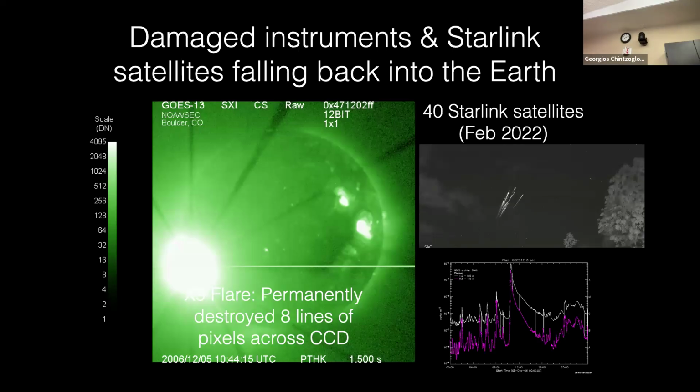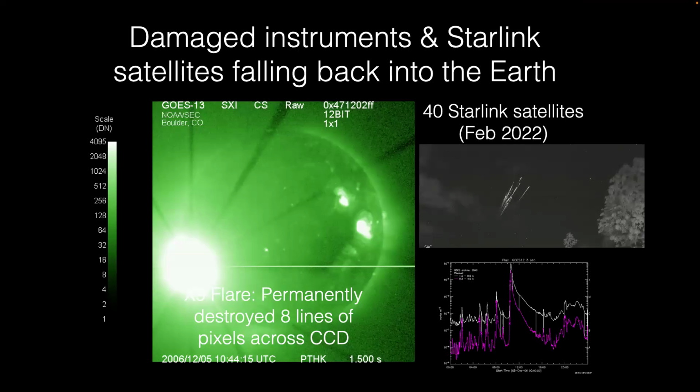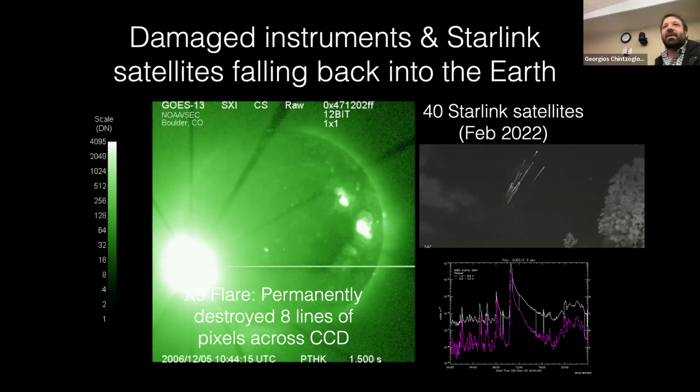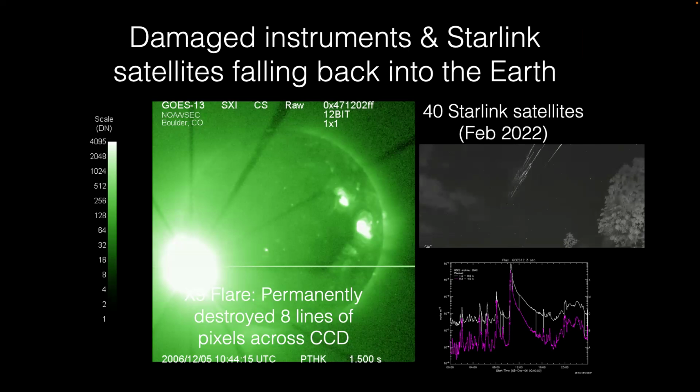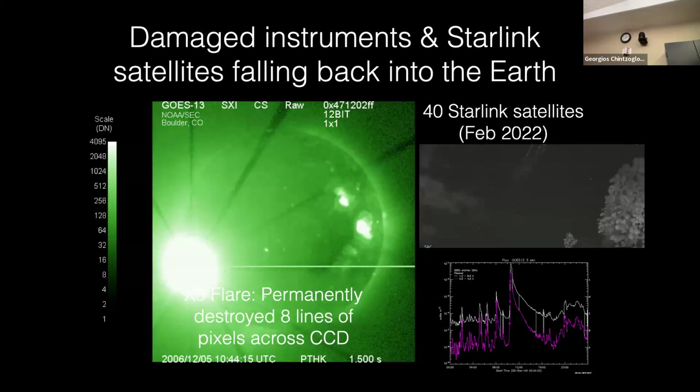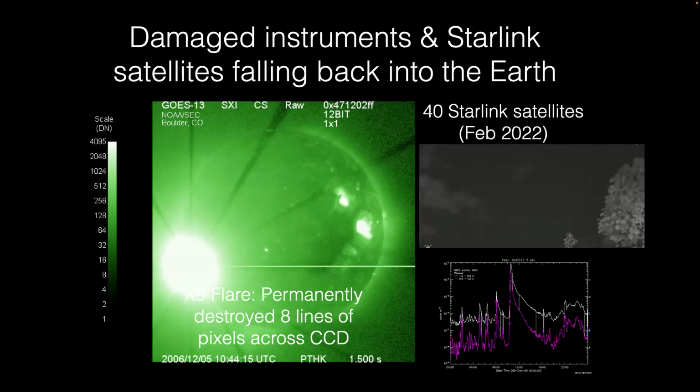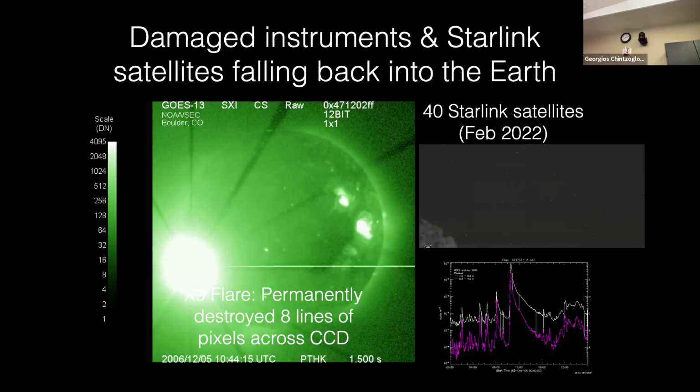Well, I'll show you that because this shows 40 Starlink satellites plunging into the Earth after a period of intense activity on the sun. Yeah, they actually became vapor. And that happens quite often, not just with Starlink satellites, but it will happen more often because Elon Musk wants to deploy more and more of them. So yeah, now he's at around 3,000 or 4,000 of them. He wants to go over to 12,000.